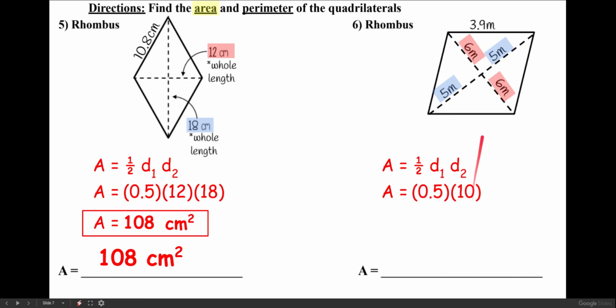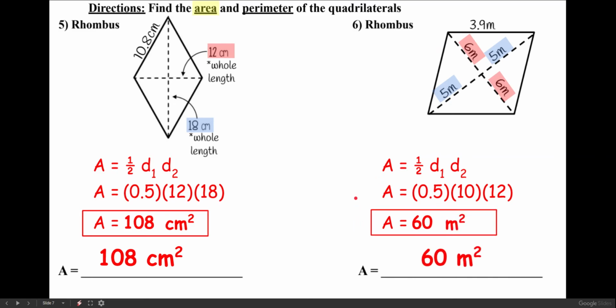So 1/2 times 10, and this diagonal right here is 6 and 6. So the total diagonal length is 12. So multiply that out. You should get 60 as your answer. 60 what? Well, 60 meters, and it is area, so 60 meters squared is our answer.